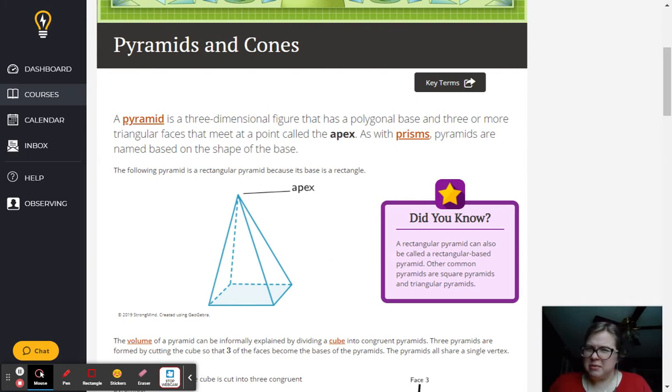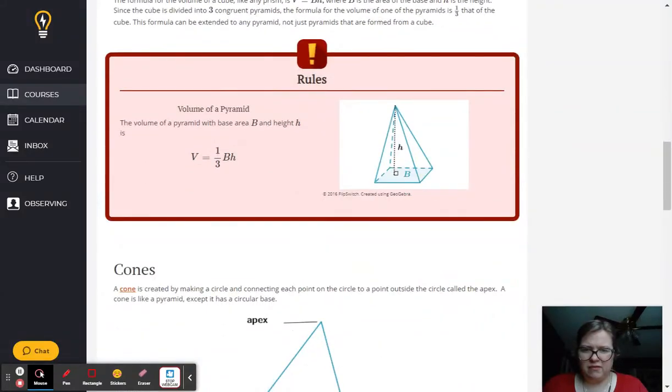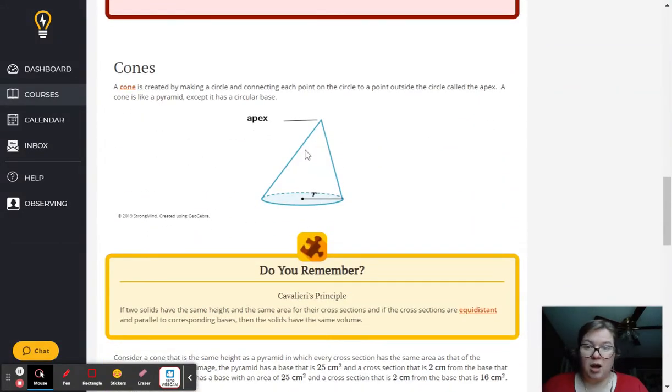So it says, what are the similarities and differences between cones and pyramids? So first of all, cones and pyramids all come up to an apex. On a pyramid, it's called an apex. I believe on a cone, they call it the vertex, but it's either way. Yeah, it's also an apex. So they all come up to an apex.